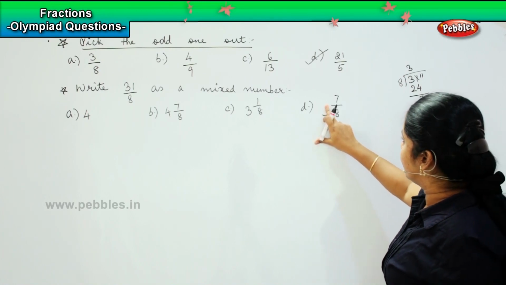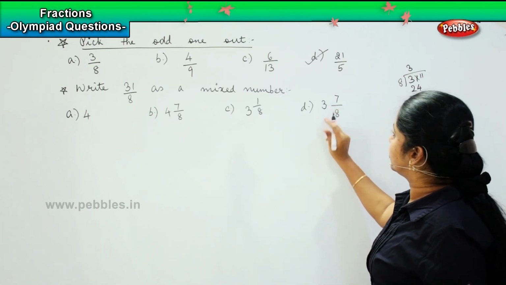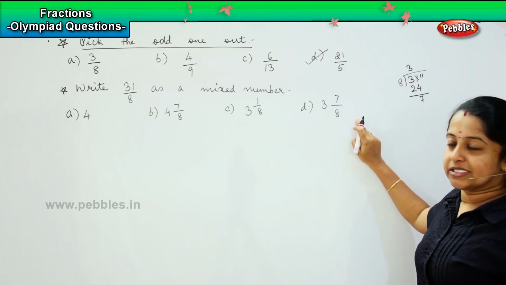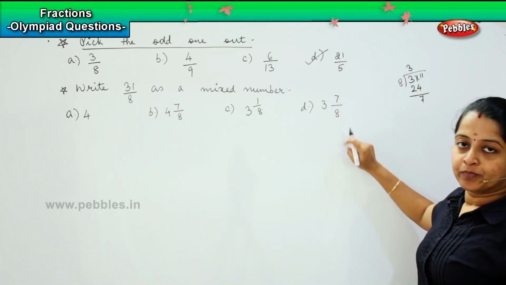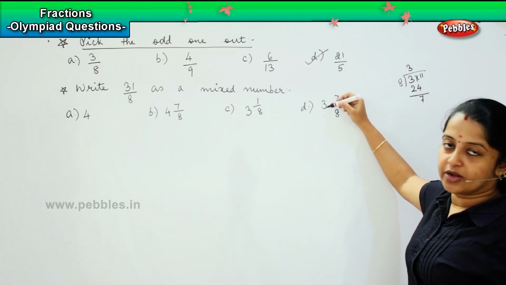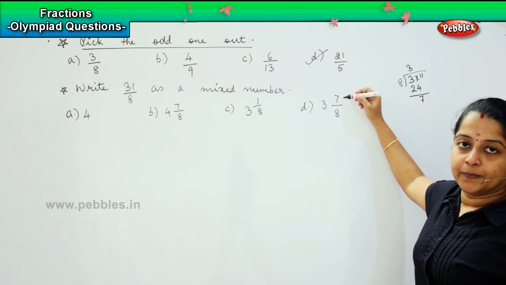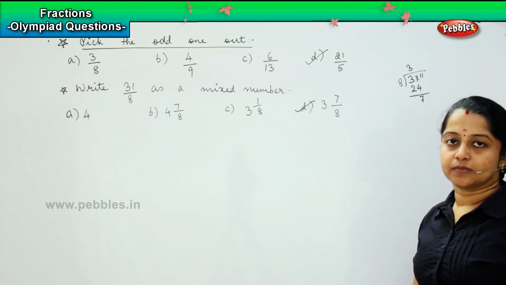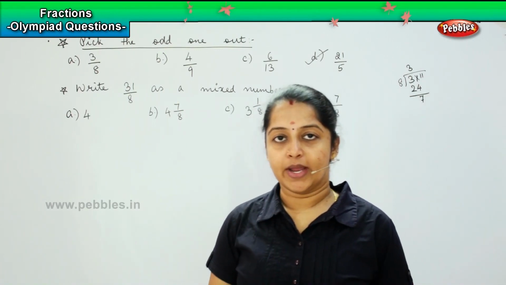Where do you find it? Yes, it is over here. So 3 7 by 8. This is the way you will be writing the mixed fraction. When you multiply and see, the answer should be equal to 31 by 8. So 8 into 3, 24. 24 plus 7, 31. So 31 by 8. So this is my right answer. Clear? Shall we move ahead?